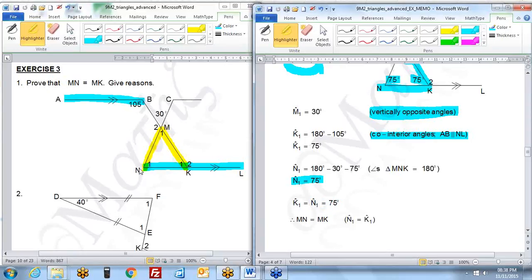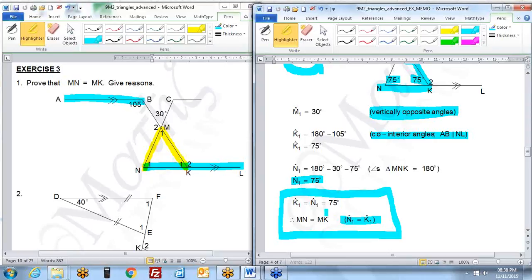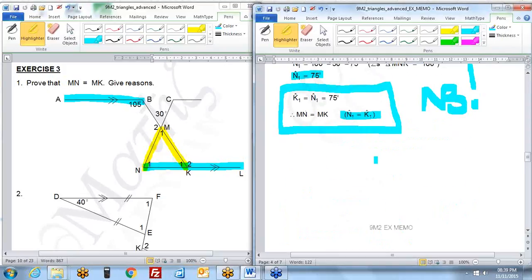Therefore, MN equals MK. And please always give your reason. Angle N equals angle K. So please remember to not leave this part out. It's very, very important. It might feel that you are repeating yourself, but remember, you have to give a reason for everything you write down.